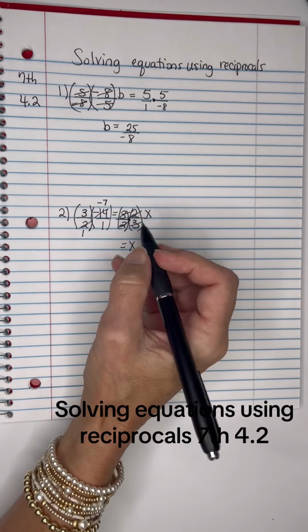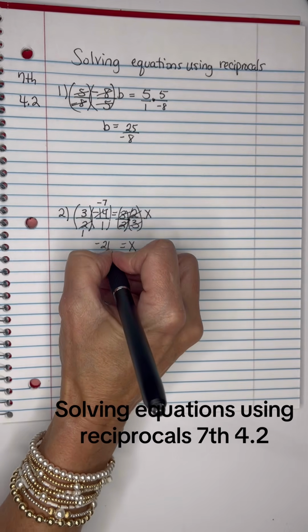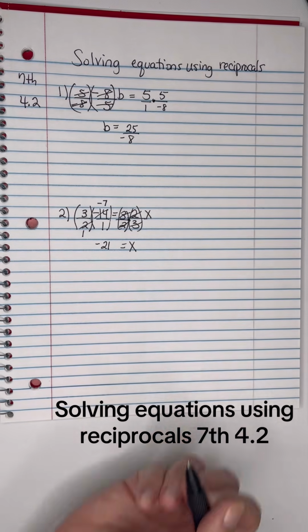Now the problem's easier to work. 3 times negative 7 is negative 21, and 1 times 1 is 1, and I really don't need a 1 in the denominator.